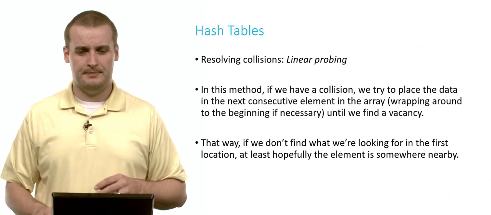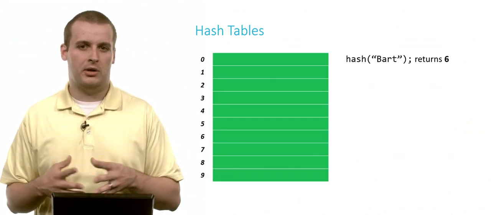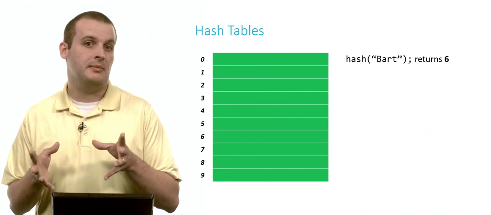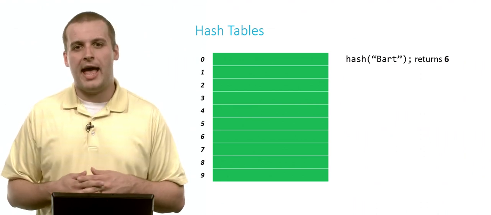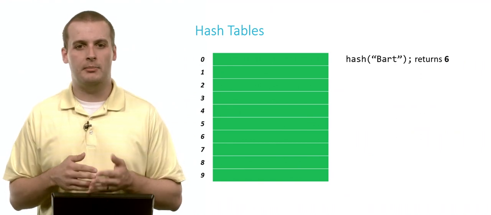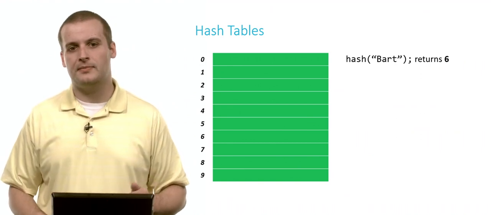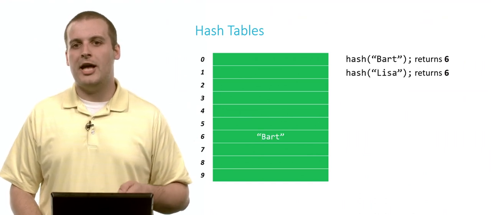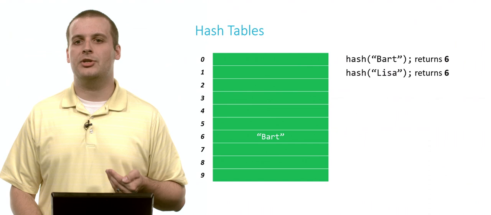So maybe that'll work. So let's see how this might work out in reality, and let's see if maybe we can detect the problem that might occur here. Let's say we hash BART. So now we're going to run a new set of strings through the hash function. And we run BART through the hash function. We get hash code 6. We take a look. We see 6 is empty, so we can put BART there. Now we hash Lisa, and that also generates hash code 6.